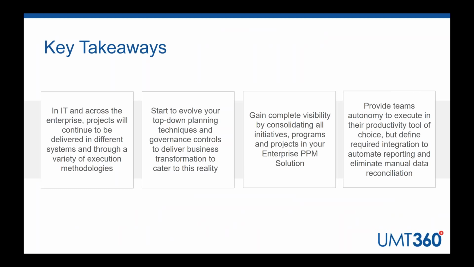So some of the key takeaways here, I think we just have to recognize the fact that even if we are moving to a 100% agile process, today we're facing that kind of bimodal reality where, whether it's in IT or at the enterprise level, projects will still be delivered through multiple methodologies, through multiple tools. So how do we start to establish those top-down planning techniques, program-driven, capability-driven, establish the portfolio constructs and the governance controls to deal with this reality so that we can gain complete visibility across all our initiatives?